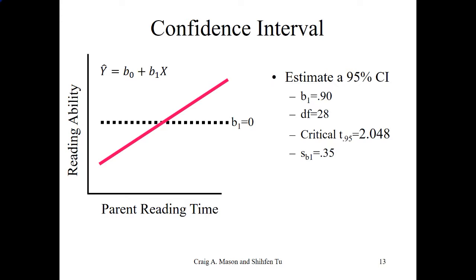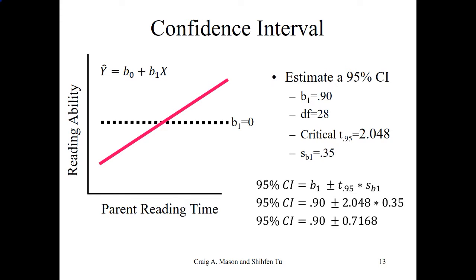Based on this, we can calculate the 95% confidence interval for B1 using the formula B1 plus and minus the 95% critical t-score times the standard error of B1. Plugging in those values, this solves to 0.9 plus and minus 2.048 times 0.35, which is 0.9 plus and minus 0.7168.